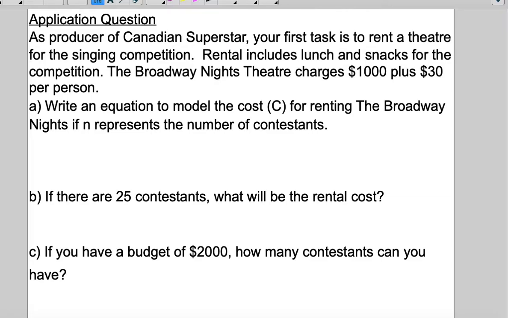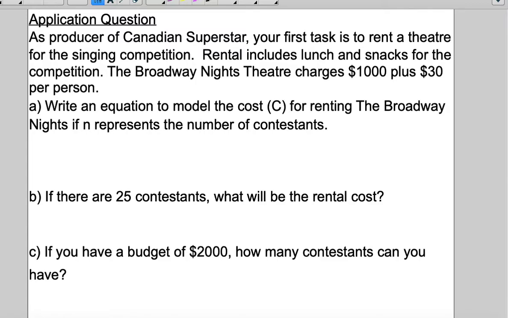So the last question is, as a producer of Canadian Superstar, your first task is to rent the theater for the singing competition. Rental includes lunch and snacks for the competition. Broadway Nights Theater charges $1,000 plus $30 per person. So write an equation to model the cost for renting the Broadway Nights if N represents the number of contestants.